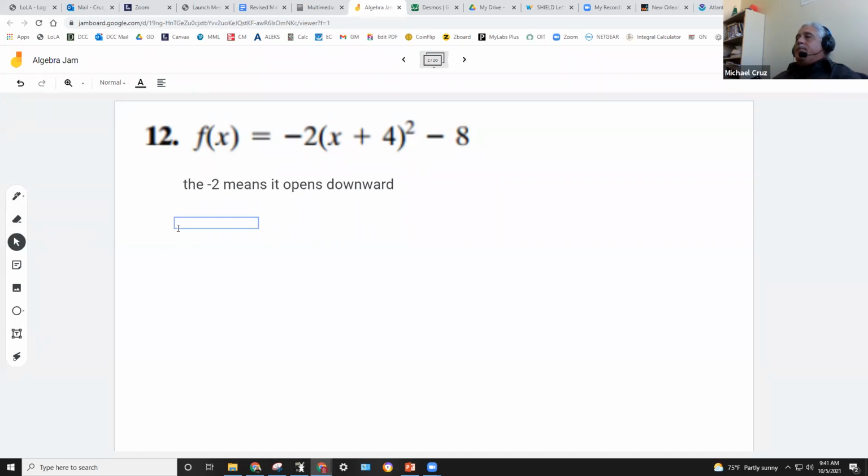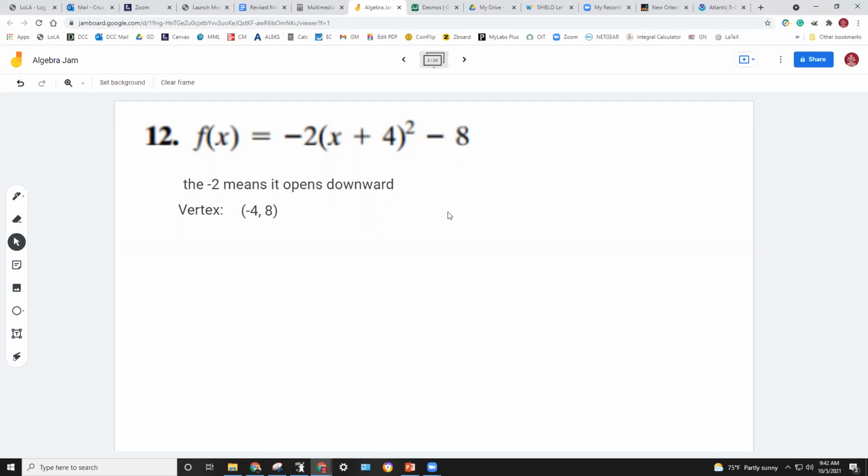The vertex is real easy to find when it's like this because it's just this number's opposite sign, because you have to account for the fact that there's a negative in there. So the way we would look at it is x minus a minus 4. So in the other one where it was x minus 4, then it would be only the 4 that comes down. But it's a negative 4 here. And then the 8 is the y coordinate.